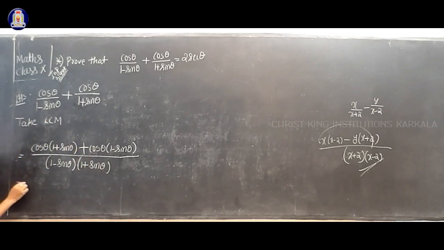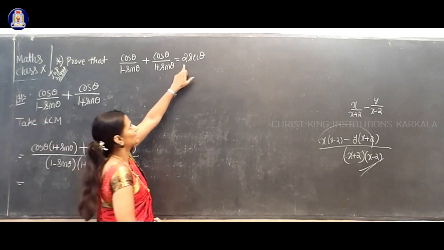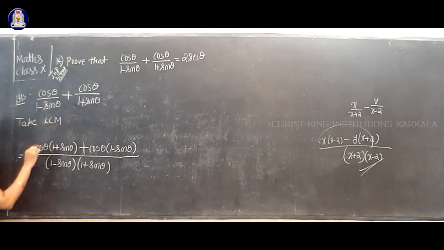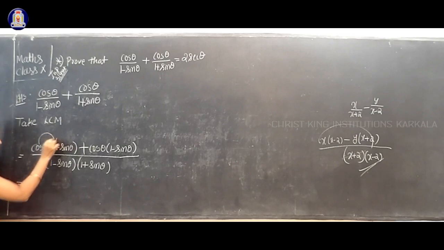Now how to simplify this? Now we have multiplied, because we need a single term, that is 2 secant theta. So multiply this. Here we can't use any formula, because here it is not repeated. So here do monomial into binomial multiplication. So cos theta into 1 is cos theta.